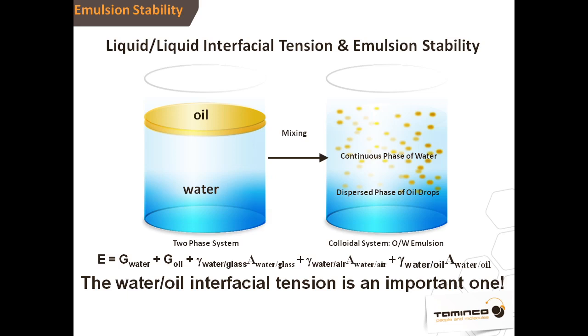Now, liquid-liquid interfacial tensions can be measured. This is different from the characteristic surface tension, which is the interfacial tension between air and a liquid phase of some sort. What we're now measuring is the interfacial tension between two liquid phases. And you can do this in a number of different ways.